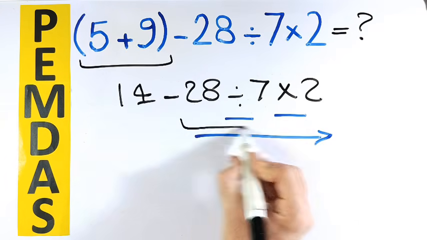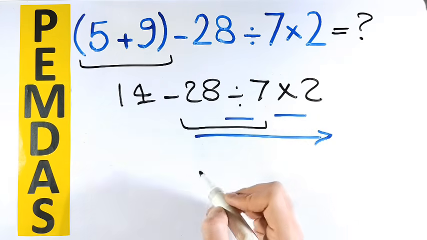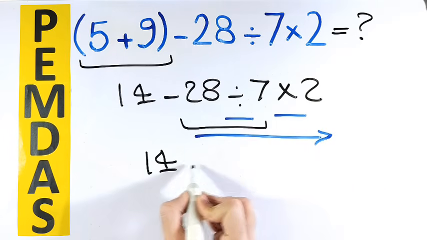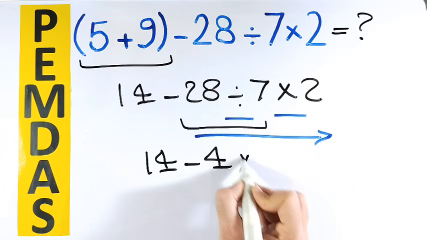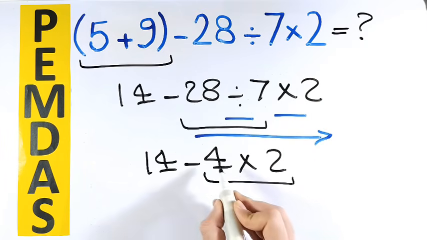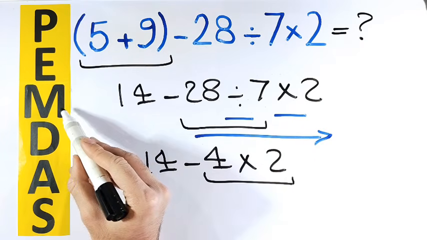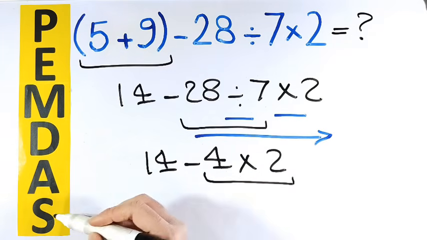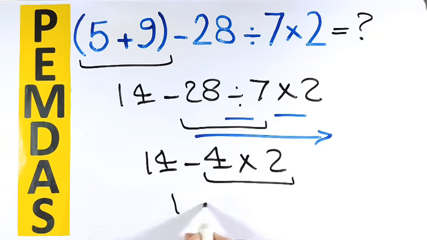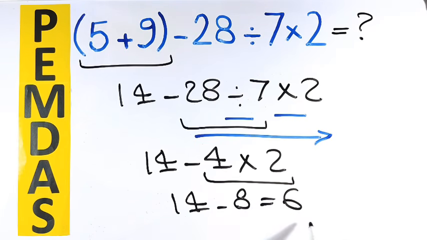So, first we go for the division between 28 and 7, and instead of this expression, we can write 14 minus 4, then times 2. In the final step, we go for the multiplication between 4 and 2 because multiplication has a higher priority than subtraction. So, we rewrite this expression as 14 minus 8, which finally gives us the answer 6.